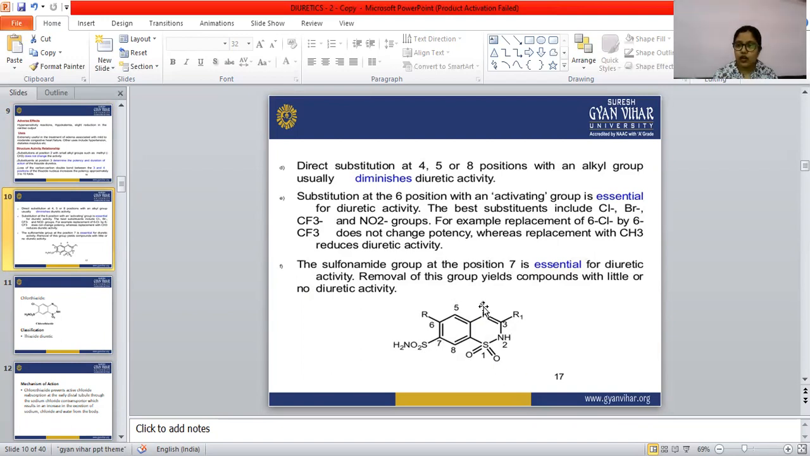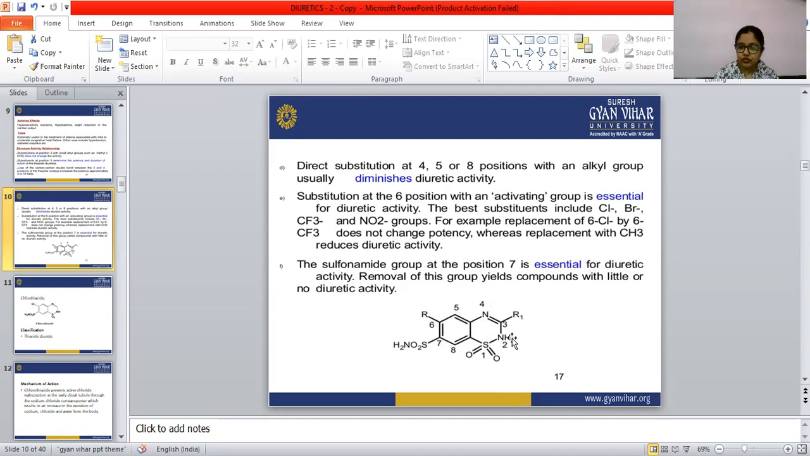So let's see once again the SAR of the drug. This is the main structure of the thiazide group. We are going to number this structure. We have to start from this S: 1, 2, 3, 4, 5, 6, 7, 8. So this is the numbering of the thiazide group.